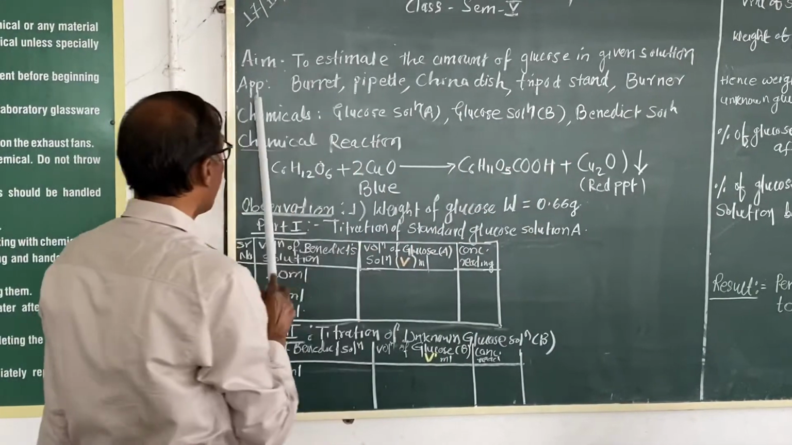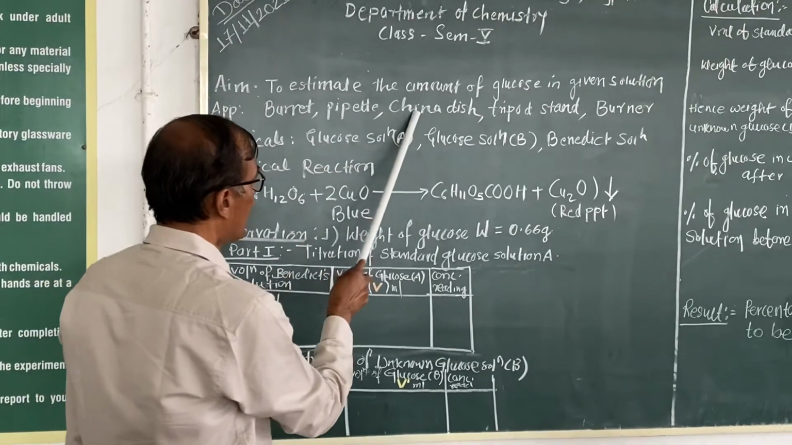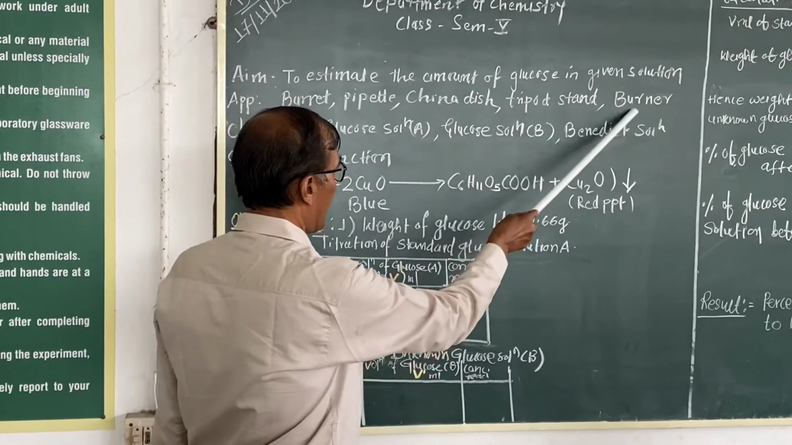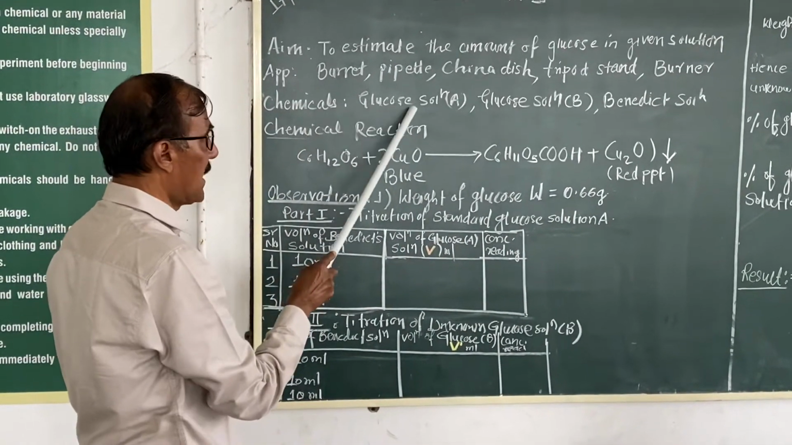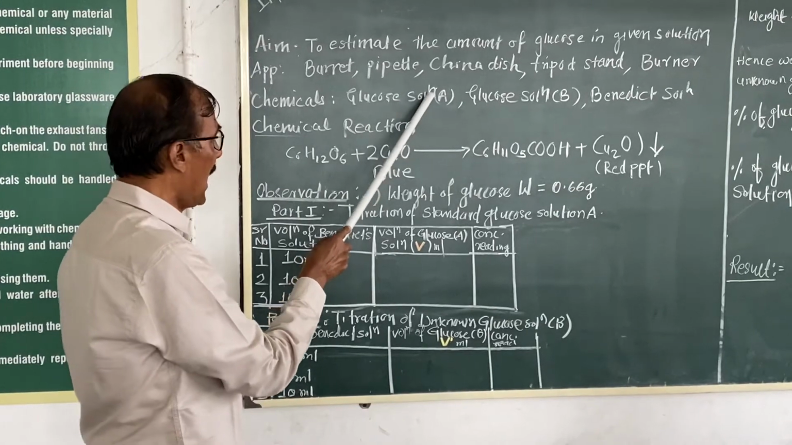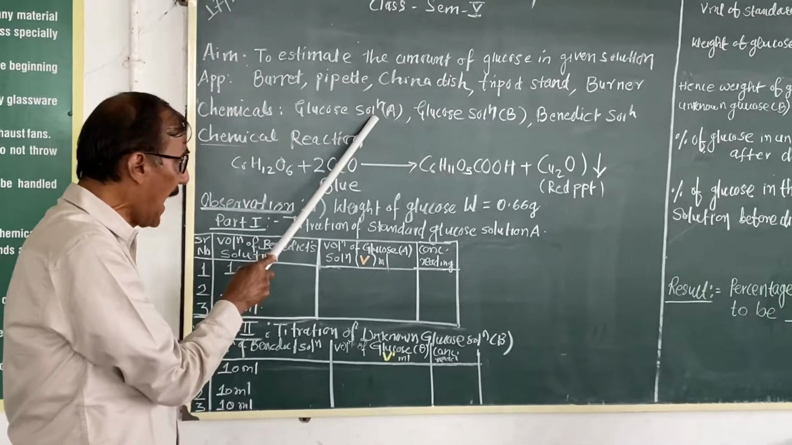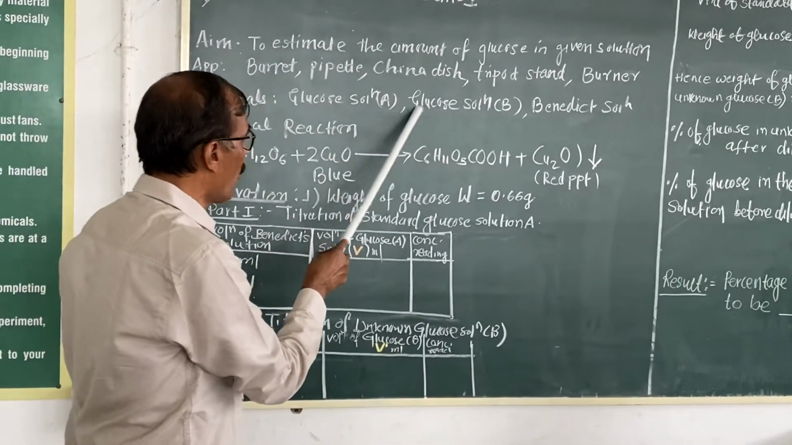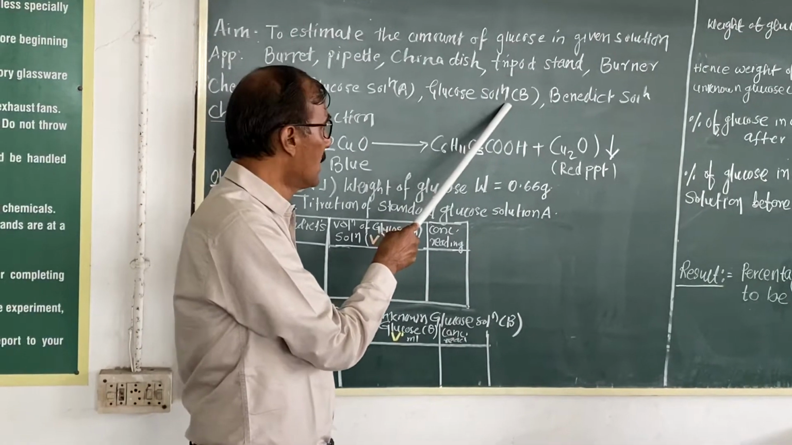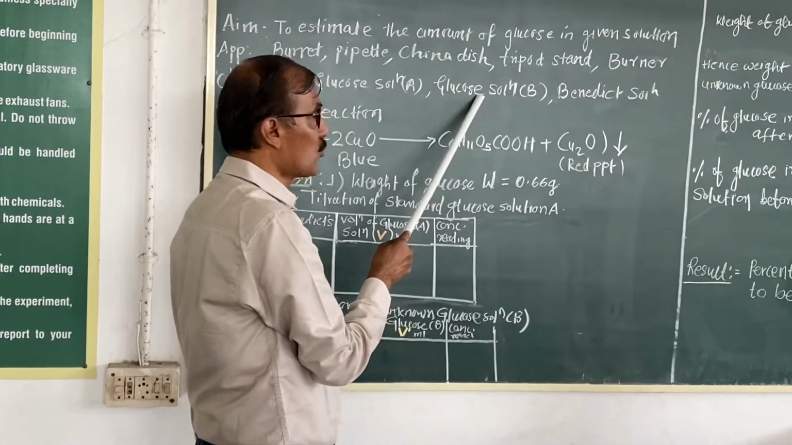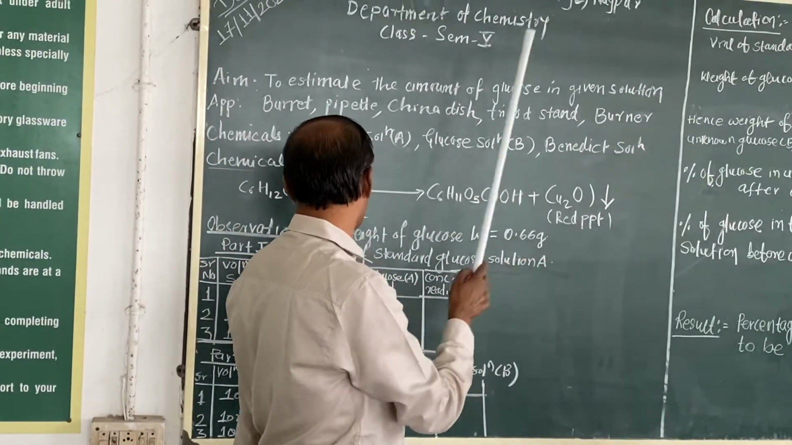The apparatus required here: burette, pipette, china dish, tripod stand, burner, etc. The chemicals required here: glucose solution A, that is a known solution whose concentration is known to you, and another solution, glucose solution B, that is an unknown solution whose concentration is to be determined, and the Benedict solution.